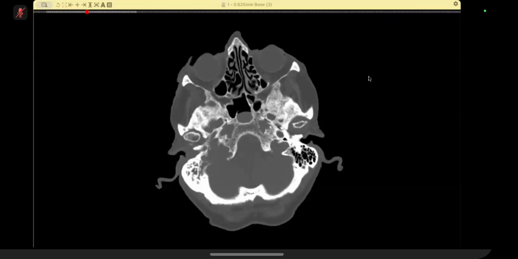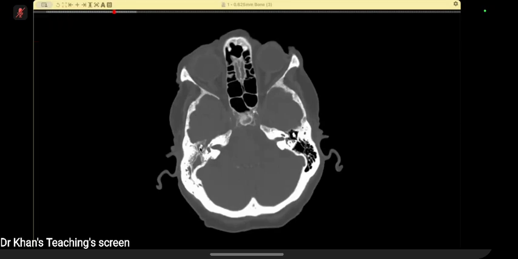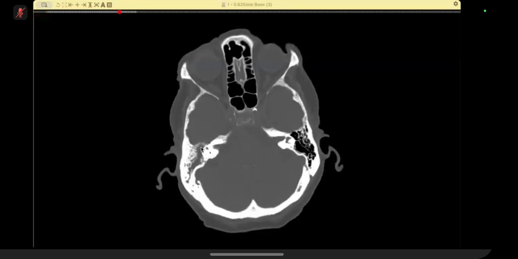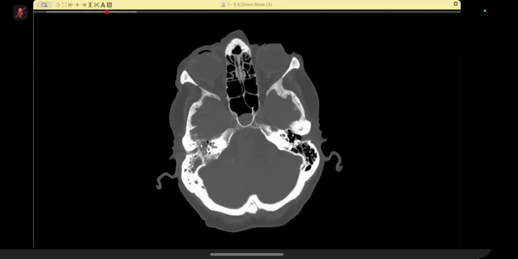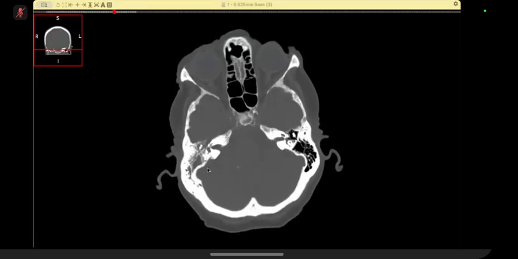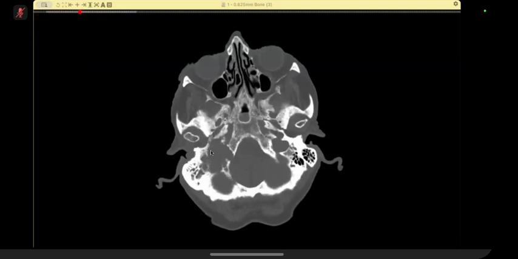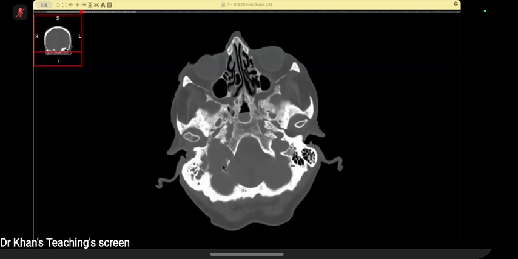right mastoid air cells. Now on these images, this is the middle ear cavity in the region of the aditus and mastoid antrum, and this is the epitympanum region. There is also a defect in the tegmen tympani over here, and there is a bony destruction in the region of the jugular foramen.